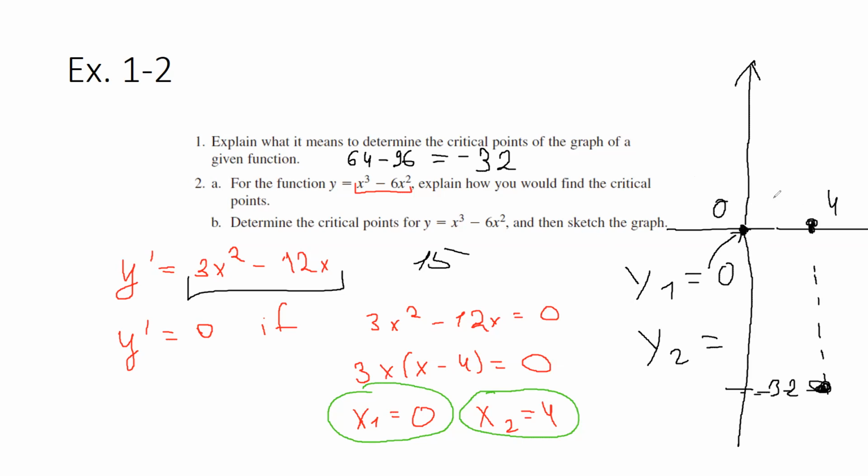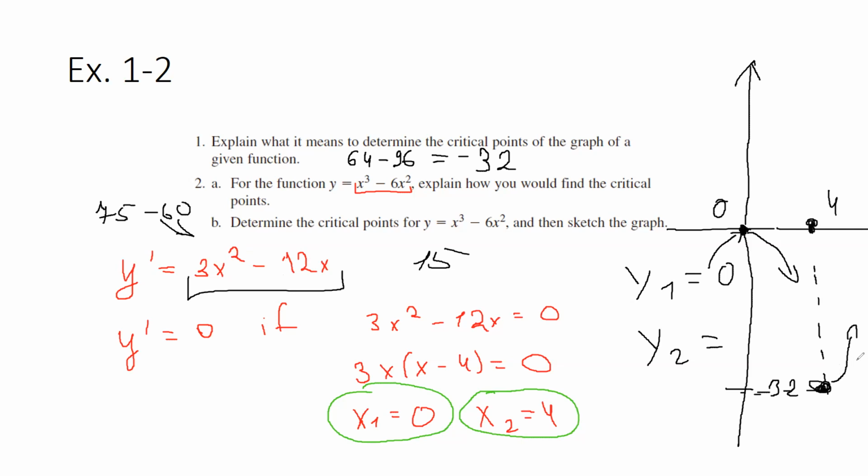Between 0 and 4, I have a point which is 2, for example. If I substitute 2 in here, it's going to be 4 times 3, which is 12. 12 subtract 24 is -12, right? So my function is decreasing here. And to the right-hand side from 4, I'm going to have 5, for example, and I'm going to have 5 squared, which is 25 times 3, which is 75. 75 subtract 60 is positive. So I know my function is going to grow.